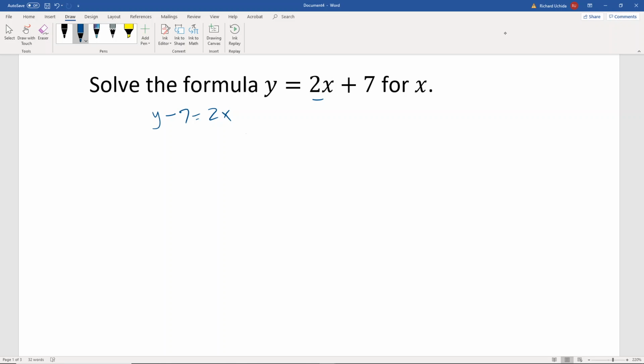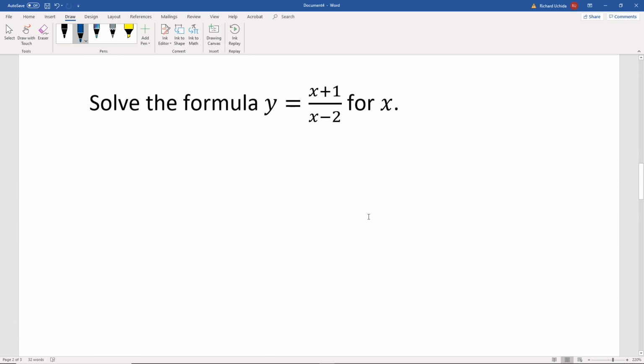Now we want to get this x by itself. So what you could do is divide both sides by 2. So x would equal y minus 7 all over 2. Another way you could write this is to divide each term in the numerator by 2. So we get y over 2, that's 1/2 y, minus 7 divided by 2, so minus 7/2. So that would be another way you could write that formula that's now solved for x. And I'll talk at the end of this video about why we are doing this.